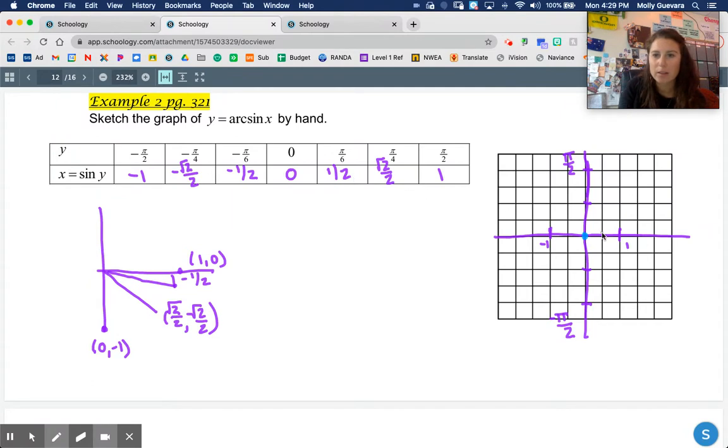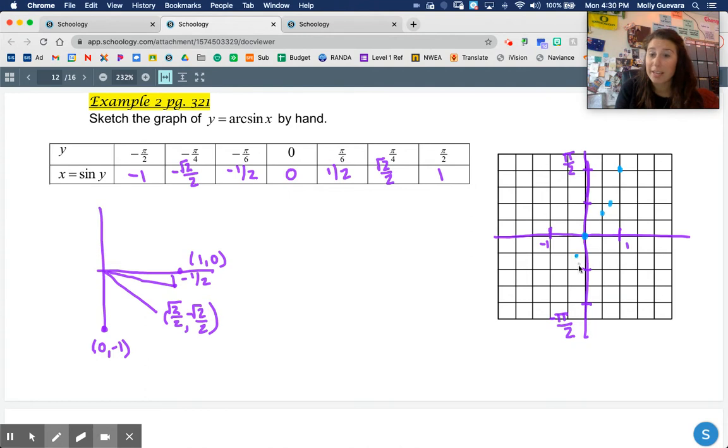Here at positive 1/2, I have pi over 6, which is here-ish, because this is pi over 2, so this is pi over 4. At root 2 over 2, which is 0.7-ish, I have a point at pi over 4, which is here. And then at pi over 2, I have 1. And then I'm going to repeat. So at negative 1/2, it's pi over 6, which is here-ish.